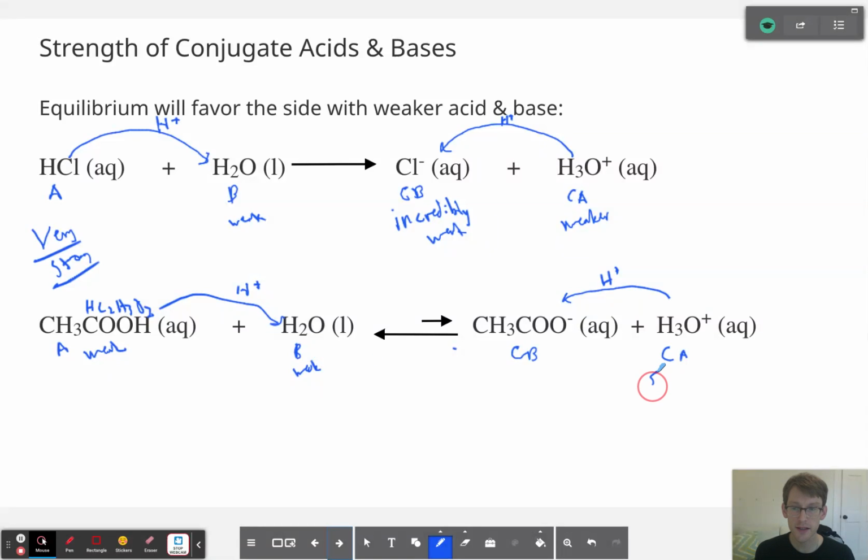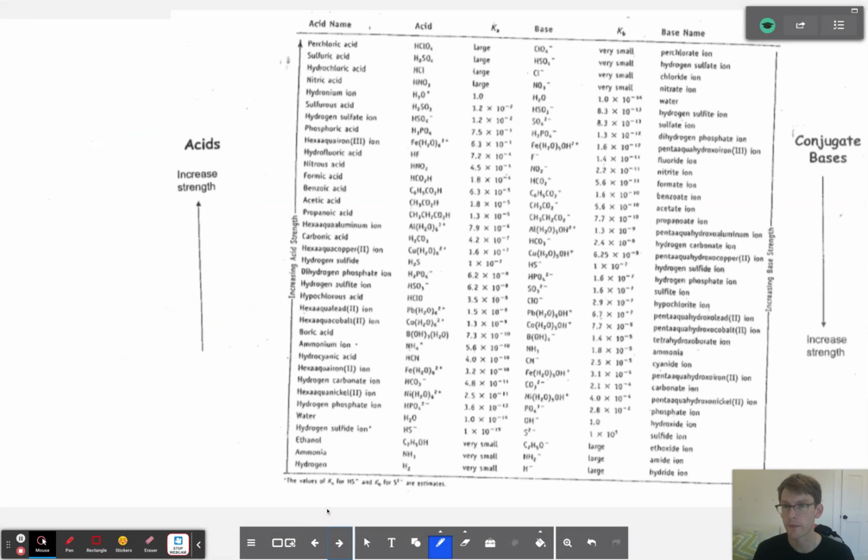But this acid is actually stronger than the acid on the other side. And this base may be a little bit stronger of a base than the water. And so we have equilibrium. It's not 100%, but the equilibrium actually does favor the left side. So how do we tell what is stronger and what's weaker?